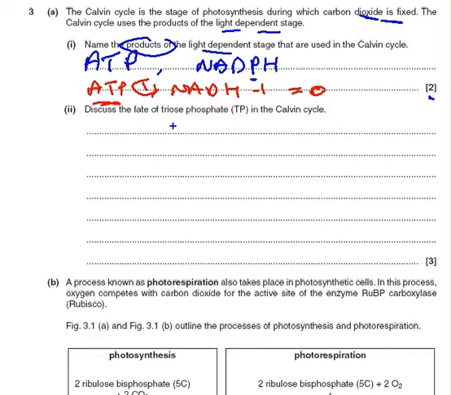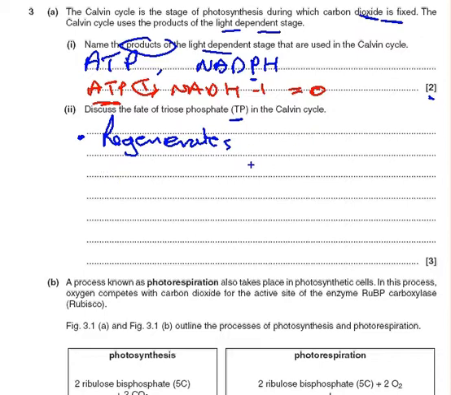Discuss the fate of triose phosphate in the Calvin cycle. Let's have a look at this. Triose phosphate, TP. The first thing you want to write, we've got 3 marks. Triose phosphate, if you remember the Calvin cycle, goes round and round in a big circle and it regenerates. So first thing we want to talk about is that it regenerates in the Calvin cycle, and it produces ribulose bisphosphate.